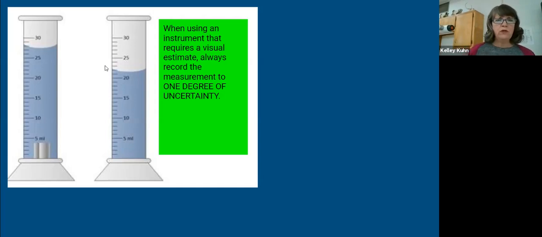So when we're looking at this graduated cylinder, you could tell that that curve doesn't quite make it down to this first increment after 20, which would be 21, nor does it make it quite up to the second increment, which is 22. So because this is a tool that requires you to use your eyes to make a visual estimation, you're always supposed to estimate to one degree of uncertainty. For example, let's say that Isaac estimated this to be, it's below 22, above 20. Let's say he estimated it to be 21.5.